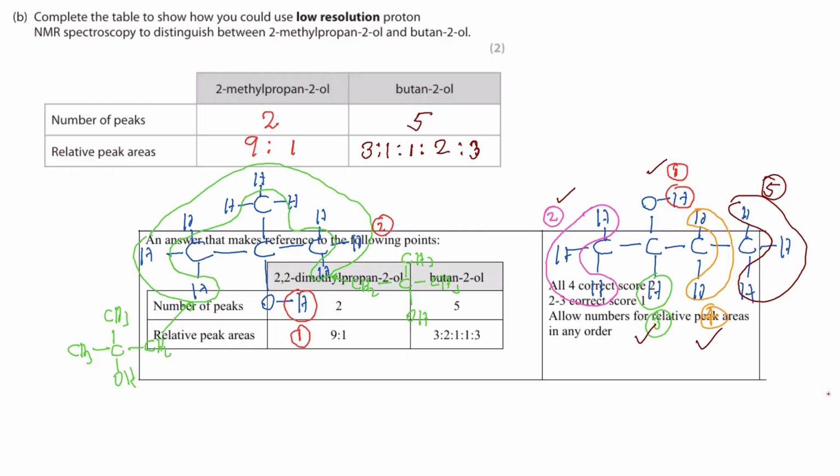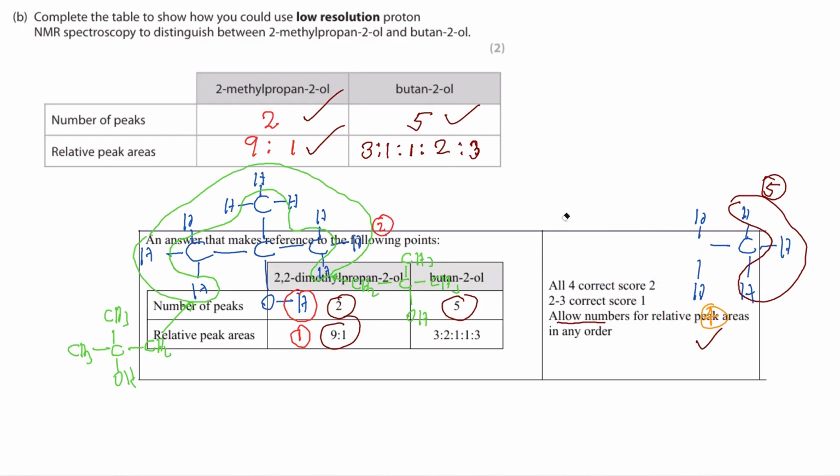Okay, we have the answers here. So we have first one, 2 peaks and 9:1. Then 5, 3:2:1:1:3. So they say to allow the number of relative peak areas in any order. If you want to see how the peaks are appearing, we have to look at the data table, so which peak appears first. I think that's how they have done it, but you don't need to do that much work because this is only a 2-mark question.